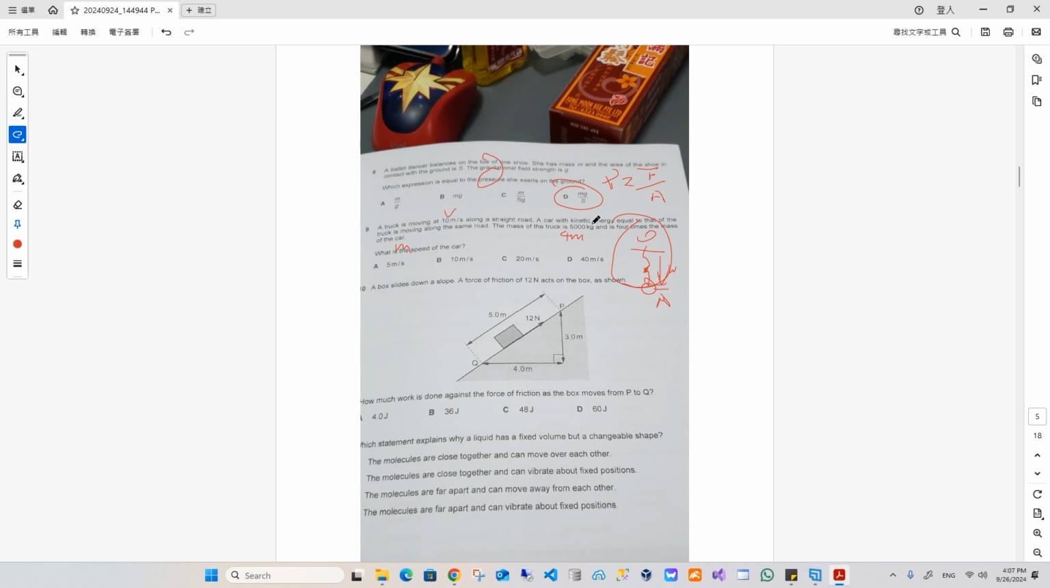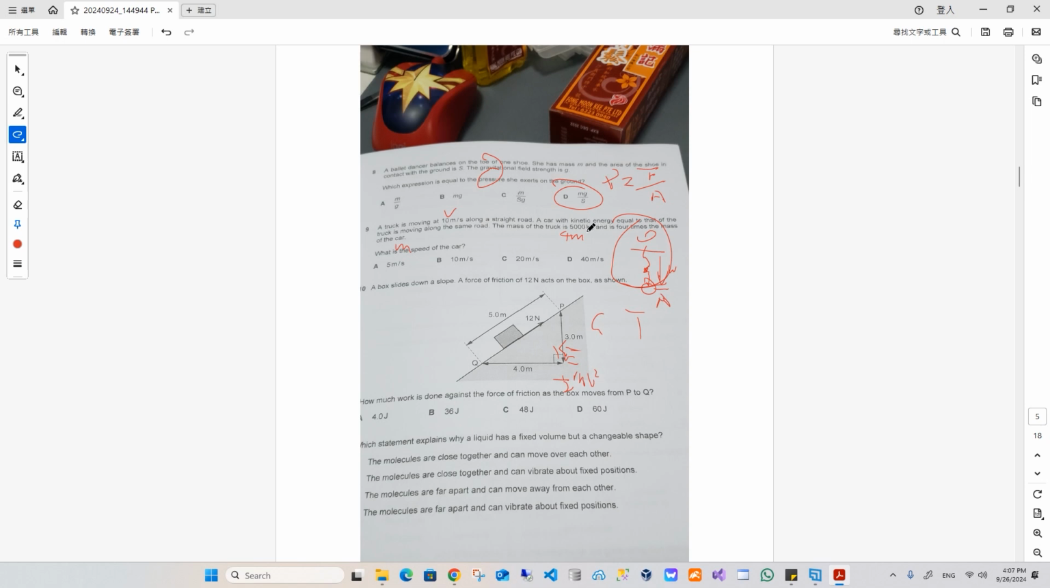The kinetic energy of the car and the truck is the same. The formula is always half mv squared. I do the truck first. If the car has a mass of m, then my truck has 4m. They give me the numbers already.